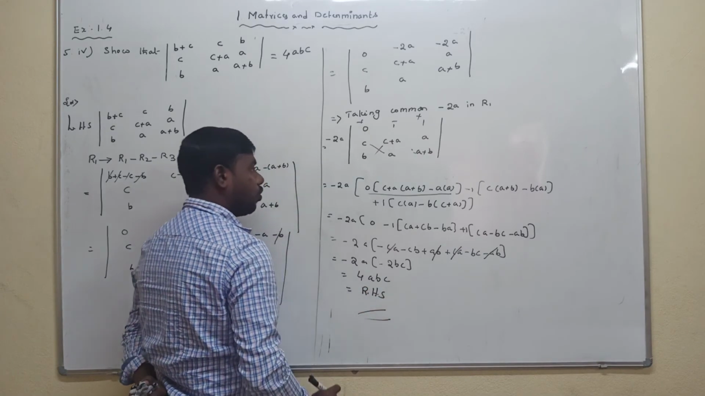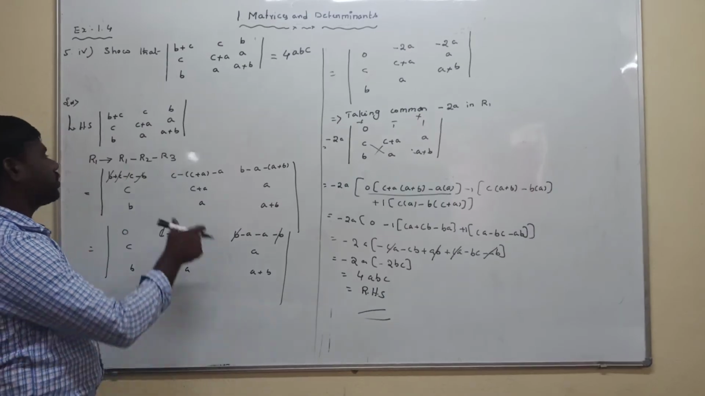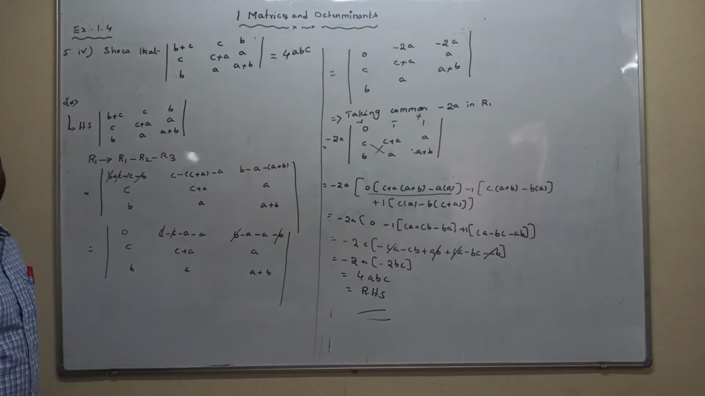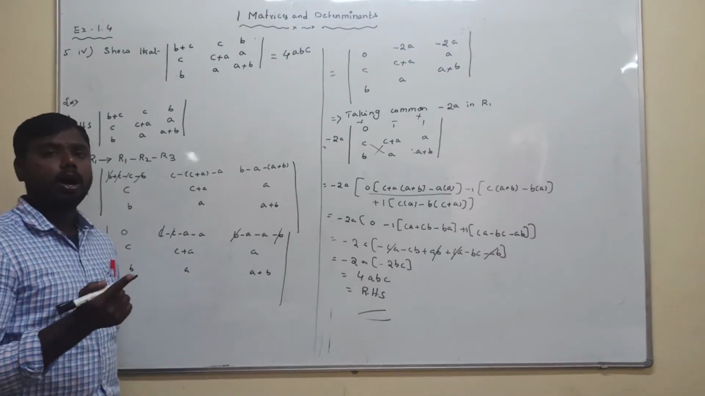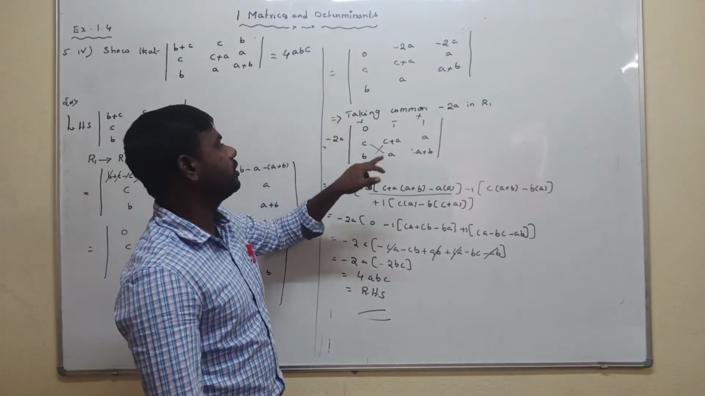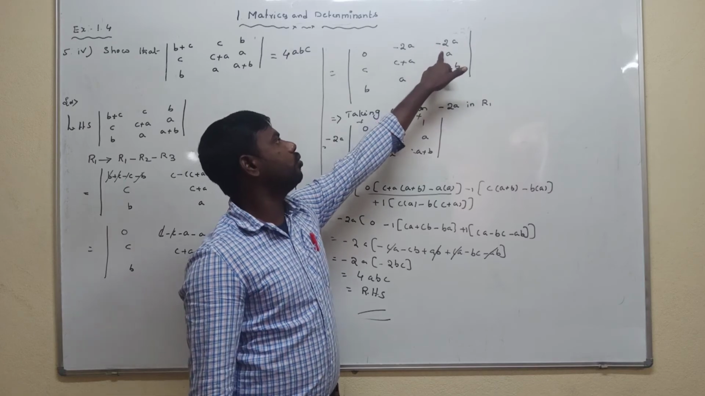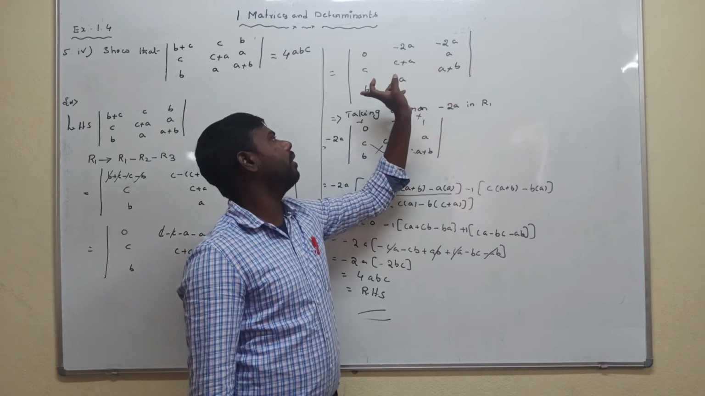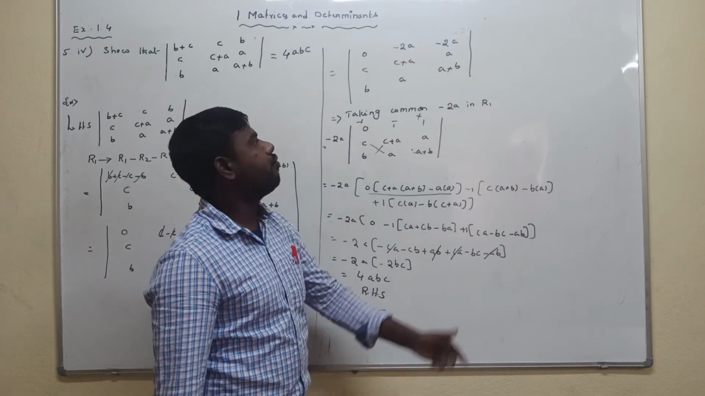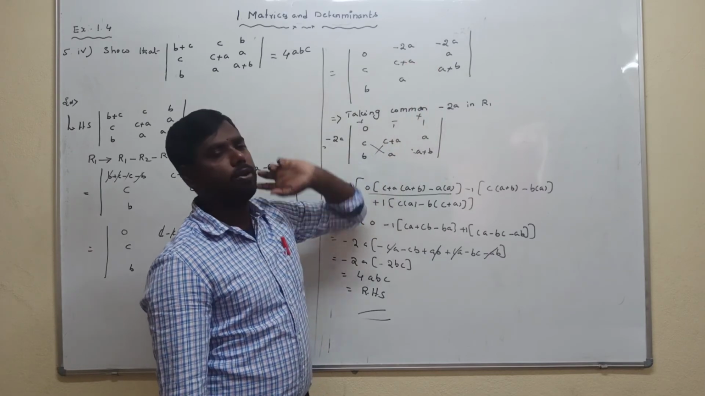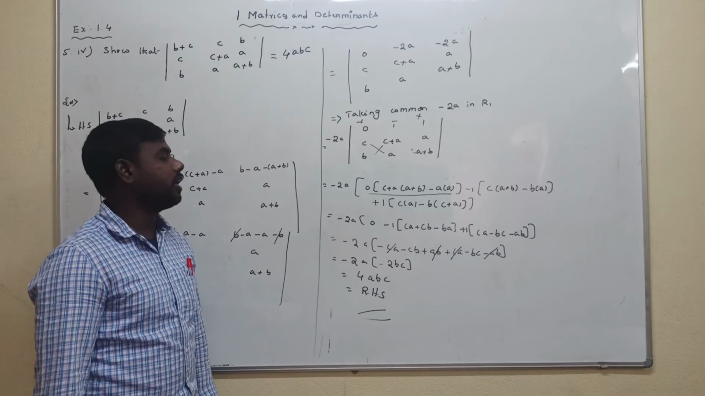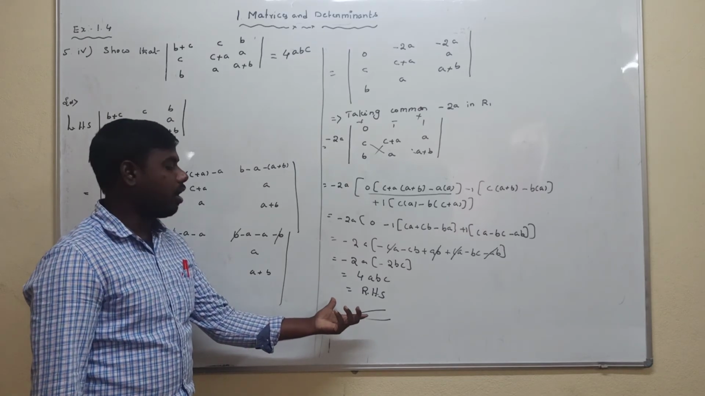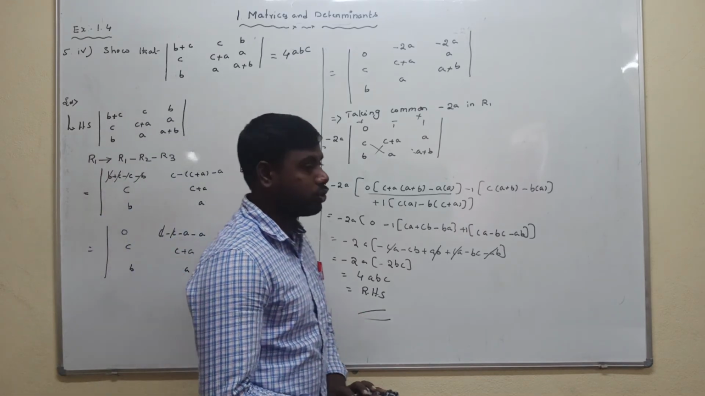This is the solution for this question, dear students. First we have to apply the condition R1 changes to R1 minus R2 minus R3. After that we get the determinant with first row 0, minus 2a, minus 2a; c plus a, b, a plus b. Take common minus 2 in the first row. After that we apply the 3 by 3 determinant condition. We get finally the RHS value. This is the solution for this question, dear students.